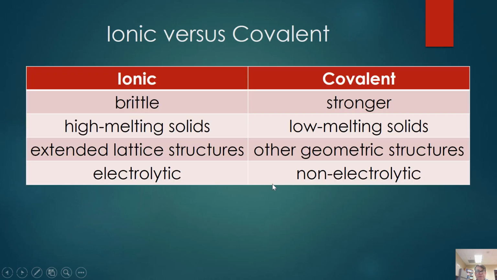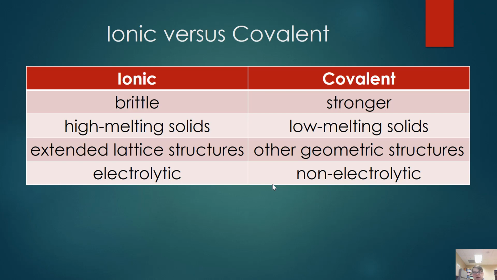Okay, finally, I'll end this video with the difference between ionic versus covalent substances. How do they end up looking? So ionic substances actually are the smaller percentage of substances. Most substances are covalent in some way or another. Ionic substances tend to be brittle. They tend to be high melting, sometimes in the thousands, and they tend to have extended lattice cubic kind of structures, and they tend to again be electrolytic. You can run a charge through them.